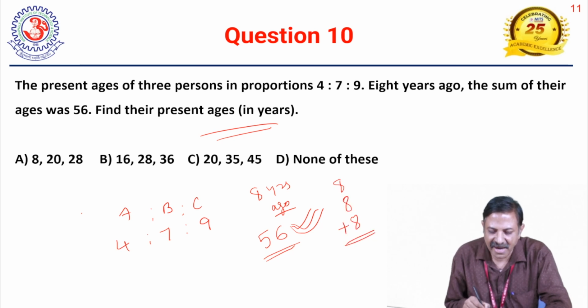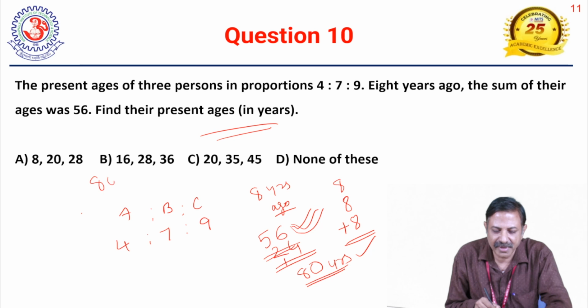So in total I'm adding 24 years to this, because 8 years ago the sum was 56. Now we should add 24 years, 8 for each. That is nothing but 56 plus 24, which is 80 years. It is not 56 years, it is 80 years at present.